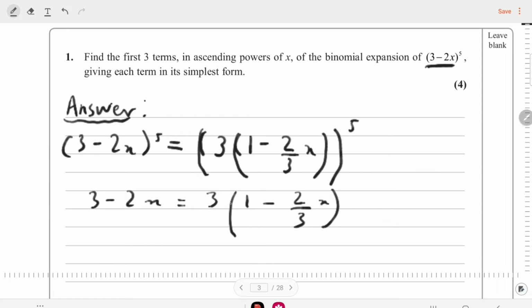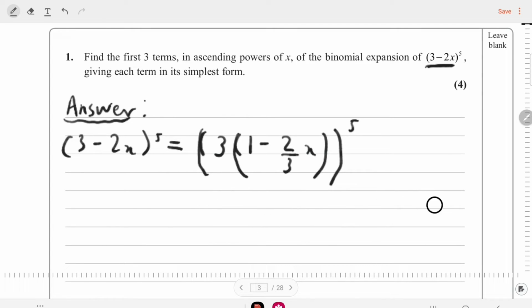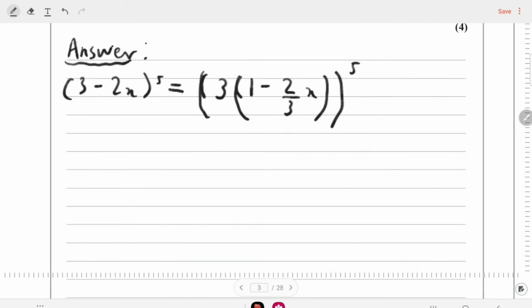So when I expand this, 3 times 1 and 3 times -2/3 x gives 3 - 2x. So that's what I've essentially done. Moving on, now we need to eliminate this big bracket here.